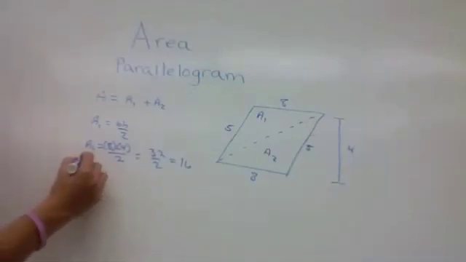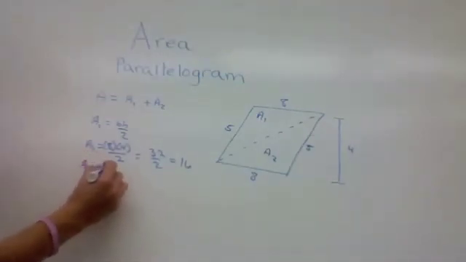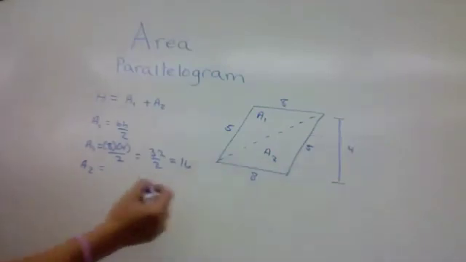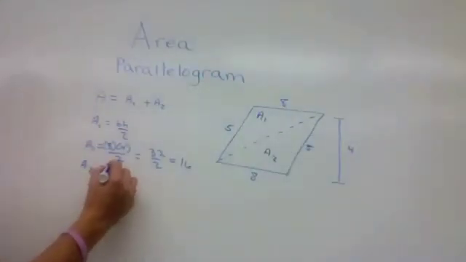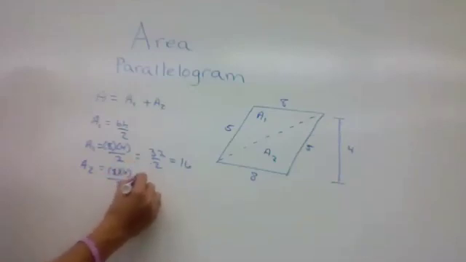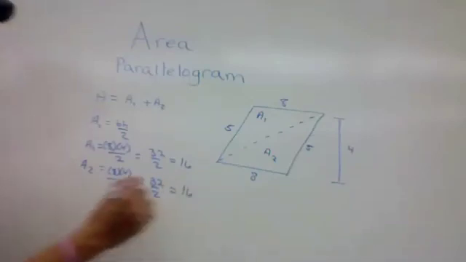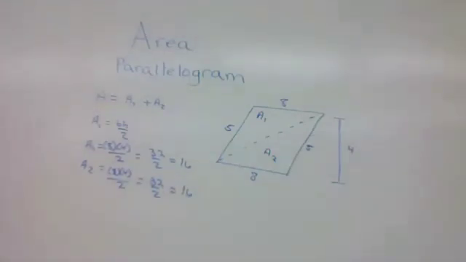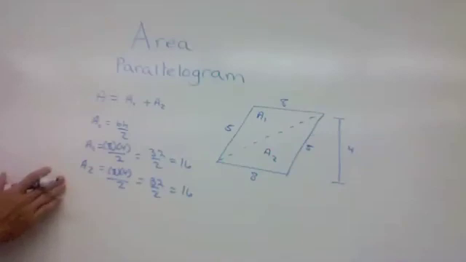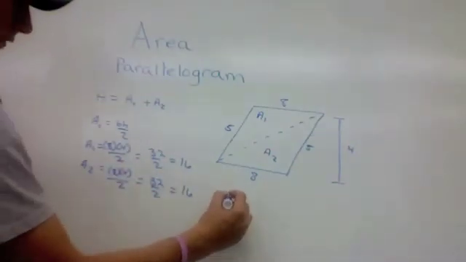So we can come over here to area 2, and again, our base is 8, our height is 4. 8 times 4 divided by 2, we get the same thing, 32 divided by 2, we get a final answer of 16. Now we're not completely done. Now that we have the area of 1 and the area of 2, remember we have to add them together.